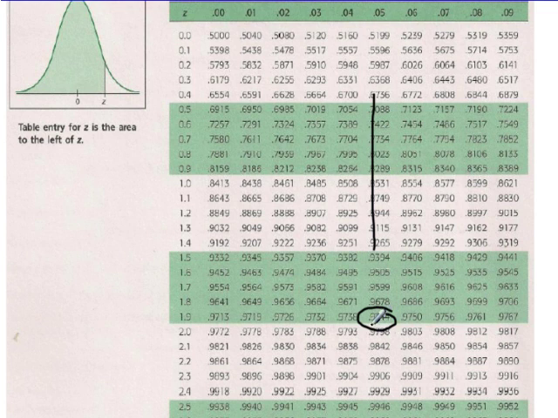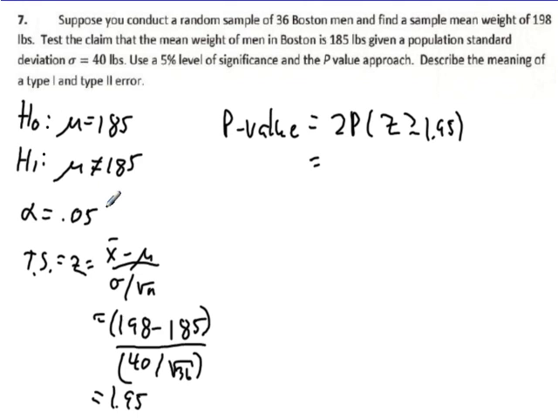We get 0.9744. Now remember, whenever you look up a value on the z-table, it always gives you the left tail. Since we're looking for the probability to the right, we're going to have to use the complement rule. So we're going to take 1 minus 0.9744. And again, because it's a two-tailed test, we double it. Doing that, we get a p-value of 0.0512.